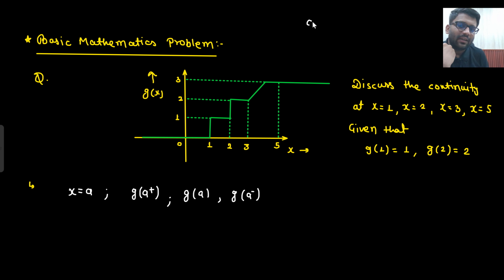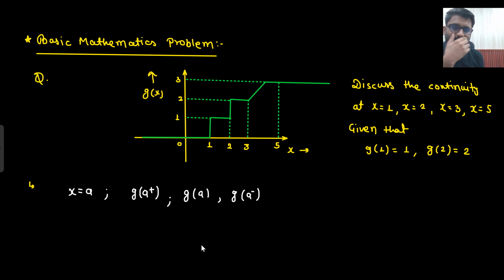What is the meaning of a? That means a could be any value. Let's just say it is 3. What is the meaning of a plus? A plus means just ahead of a. And what is the meaning of a minus? Just behind a. Right? So let's check the continuity at all these points.